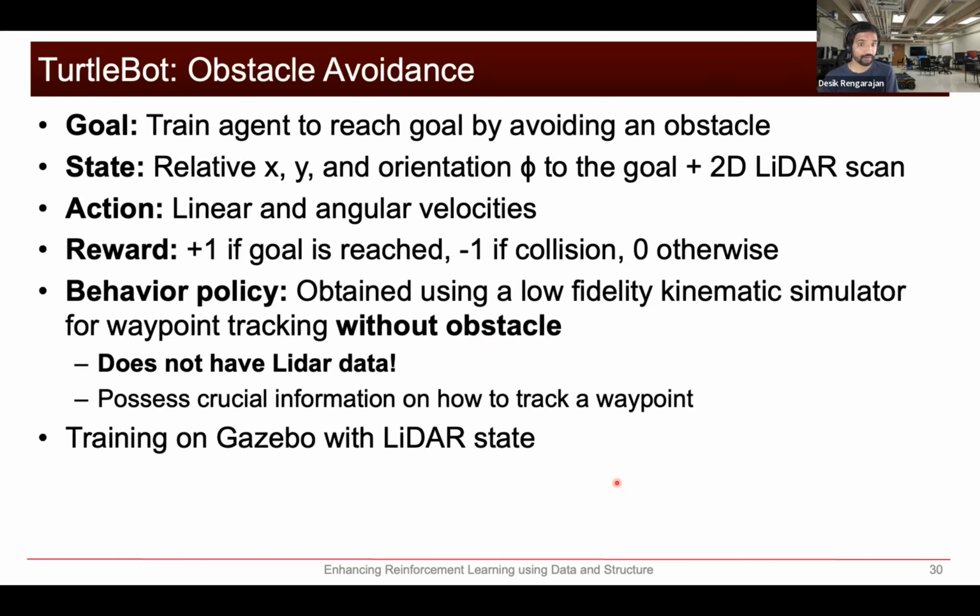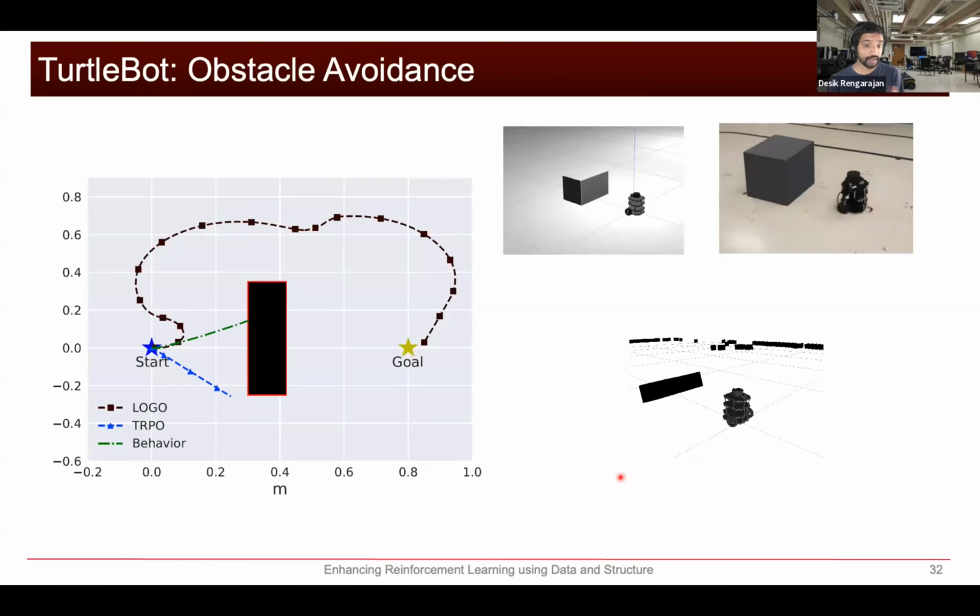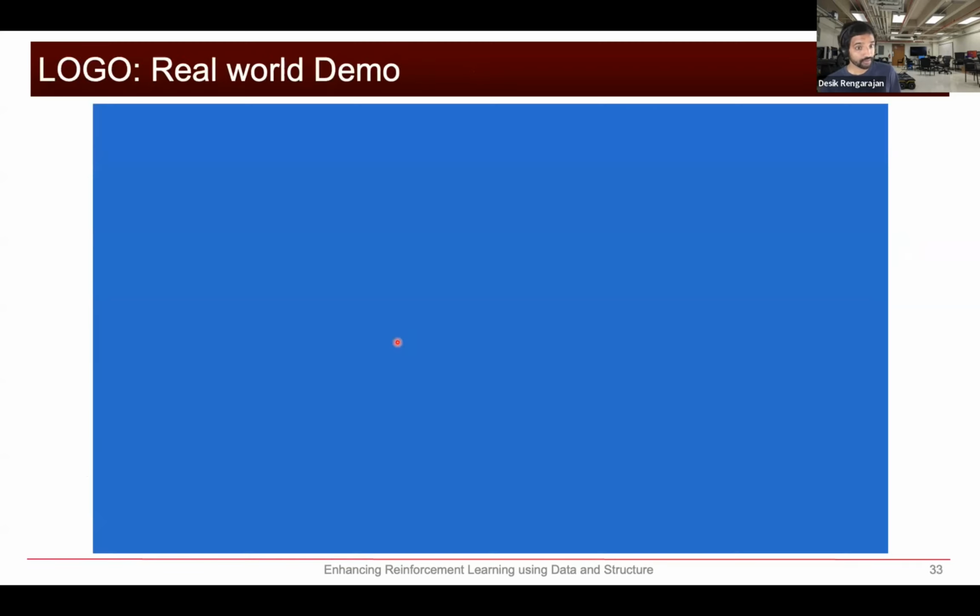And what we do is that we take this behavior policy and we train on Gazebo, where LiDAR data is available, to avoid obstacles. And we show that our algorithm is able to reach the goal by avoiding an actual obstacle. So for example, if you see LOGO, it's able to avoid the obstacle and reach the goal. The behavior policy has no knowledge of the obstacle because it does not have LiDAR data, so it directly goes and collides with the obstacle. And another algorithm, such as TRPO, fails to learn because it's a sparse reward environment.